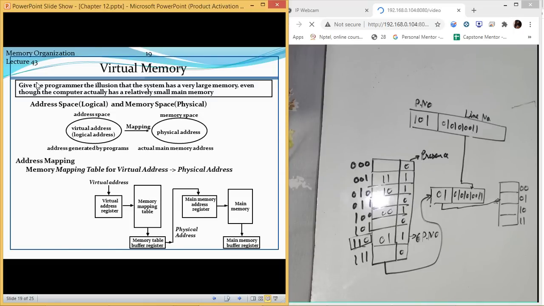This virtual memory simply gives the programmer the illusion that the system has very large memory, even though the computer actually has a relatively small memory. So that is what we have in virtual memory, and this is how we are going to perform the mapping. Now if you want to change the virtual memory of your computer, how can you do that?